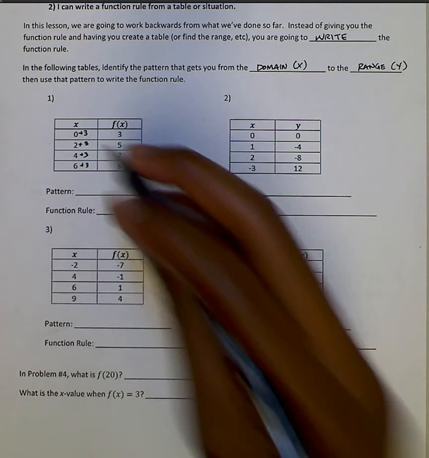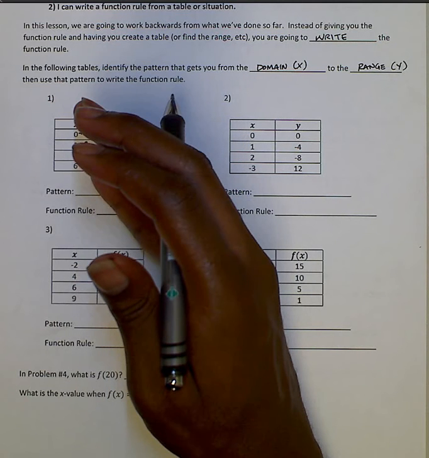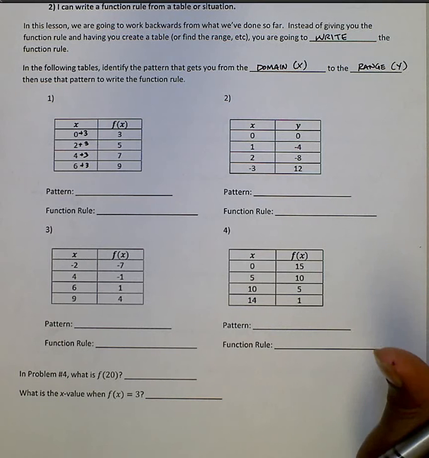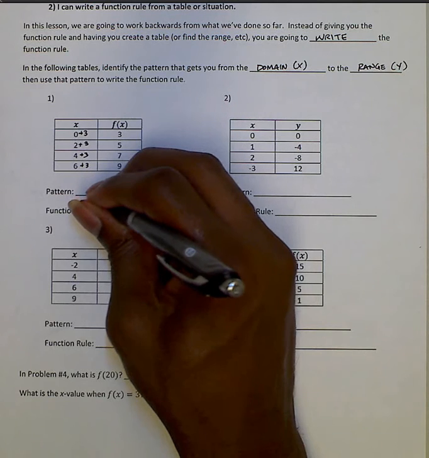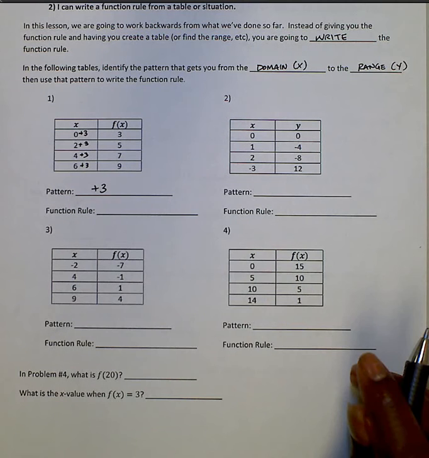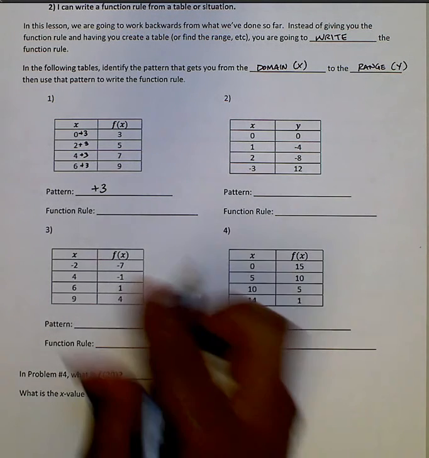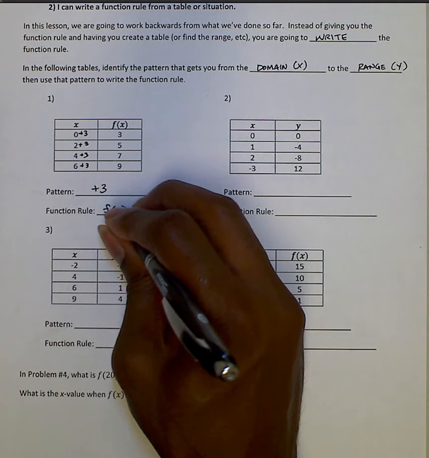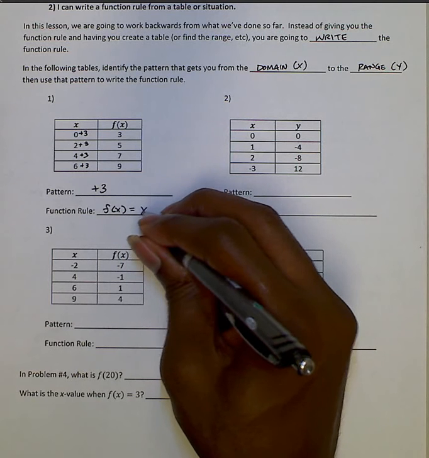Alright, so this same pattern should hold true for the whole function table. If it doesn't, then it doesn't work for us. But this one does, it adds 3. So the pattern here is I'm adding 3. Pattern is just here to help me write my function rule. It is not the function rule. The function rule is an equation. So my function rule is I get to f of x by doing x, whatever x is, plus 3.